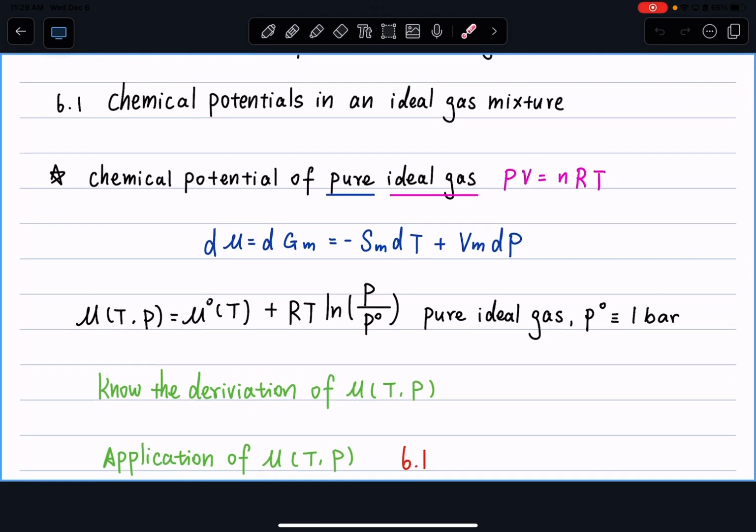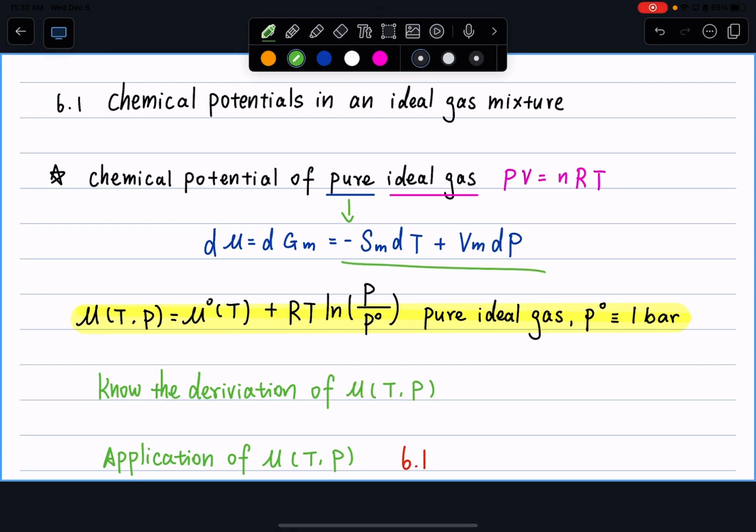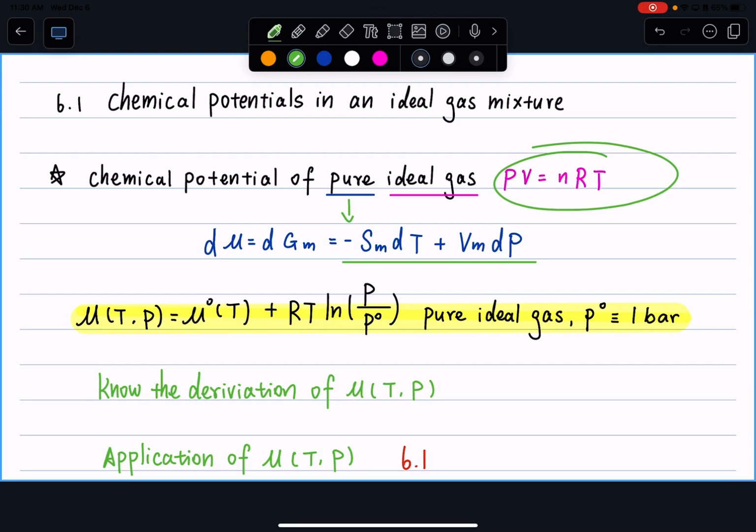We start by talking about chemical potential in an ideal gas mixture. We did a few steps of derivation to get to one important equation for an ideal gas mixture. The take-home message here is to review and make sure you know how it's derived. Some of the things we used in this process include, for example, a pure ideal gas. For a pure substance, the chemical potential equals the molar Gibbs free energy, and you can use the Gibbs equation for that Gibbs free energy. At the same time, for an ideal gas, we have PV equals nRT.